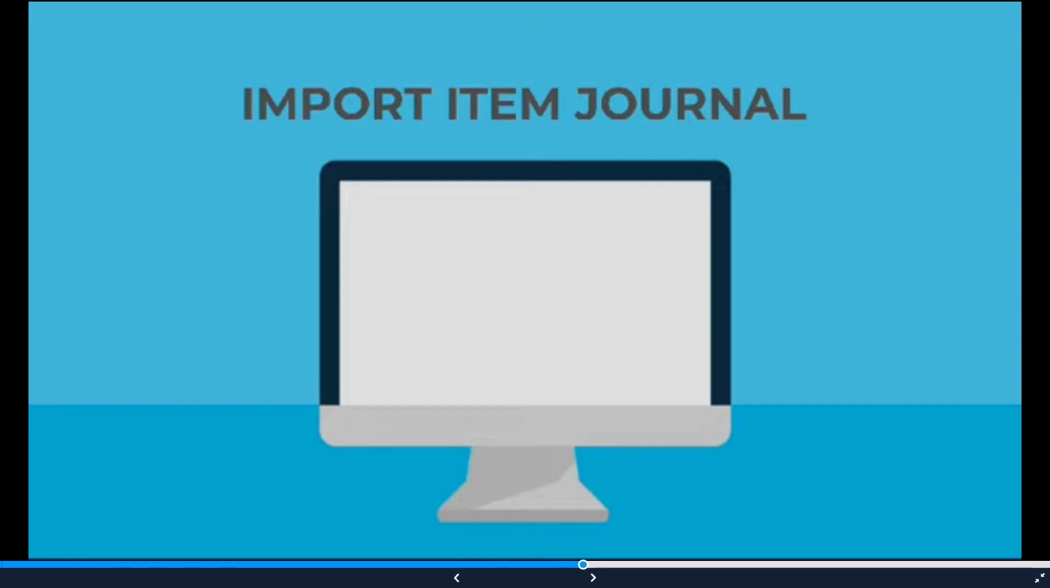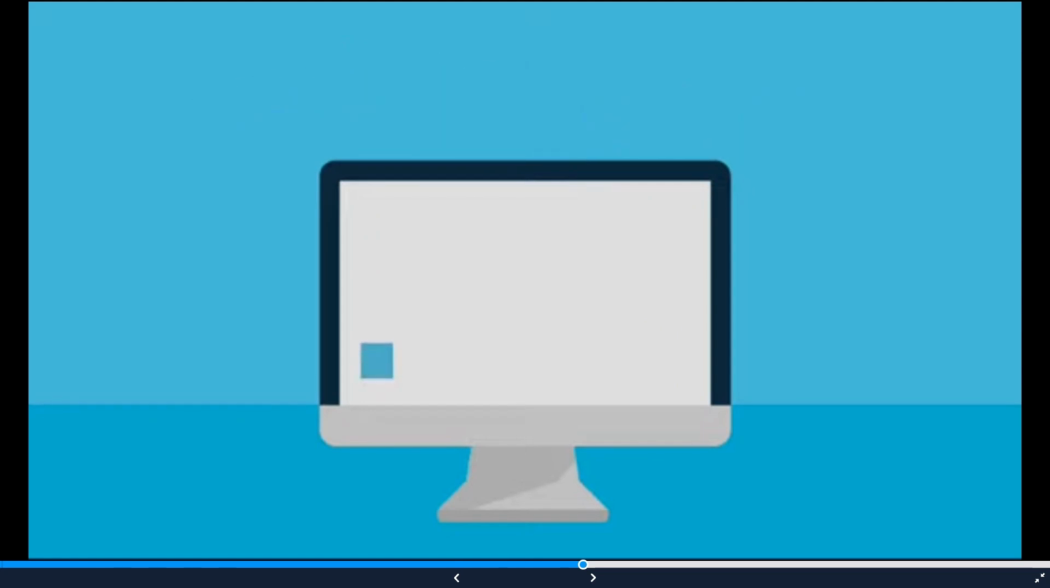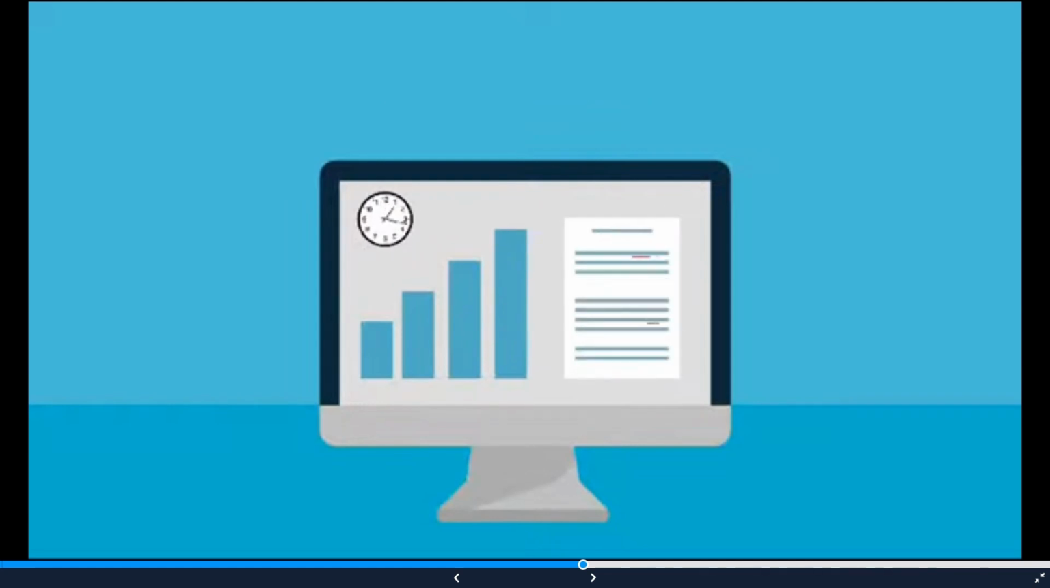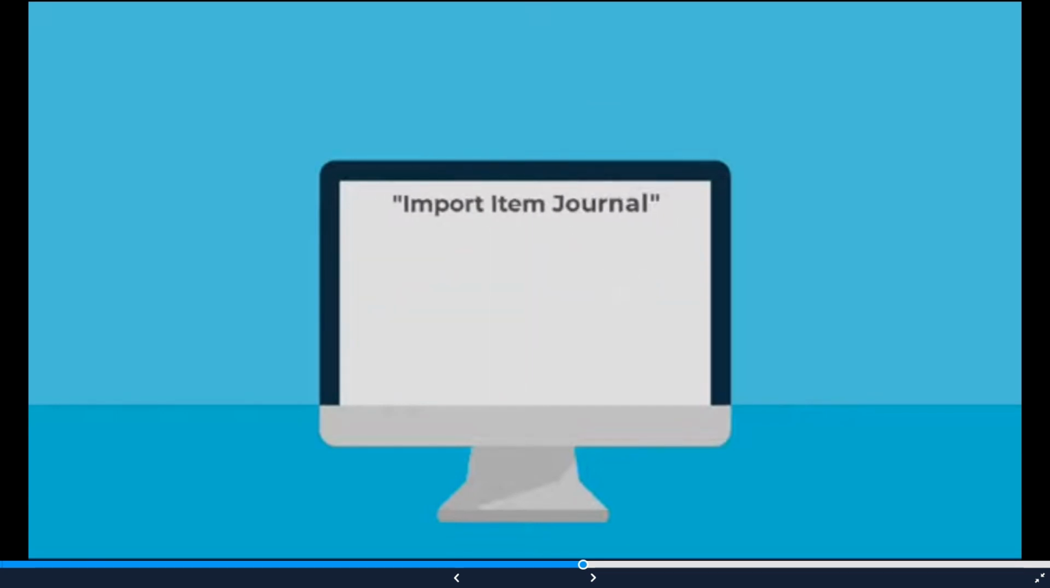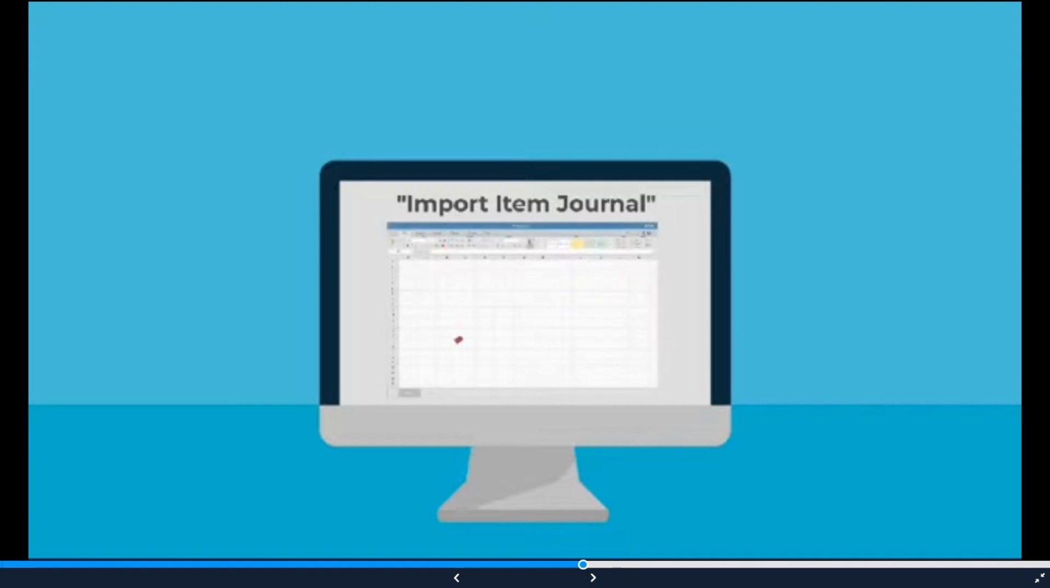Import item journal. Manually entering large volumes of data can be time-consuming and prone to errors such as transcription mistakes or duplication. To streamline this process, the import item journal function allows item information to be uploaded using an Excel template. This approach speeds up data entry and minimizes errors, improving efficiency and accuracy.